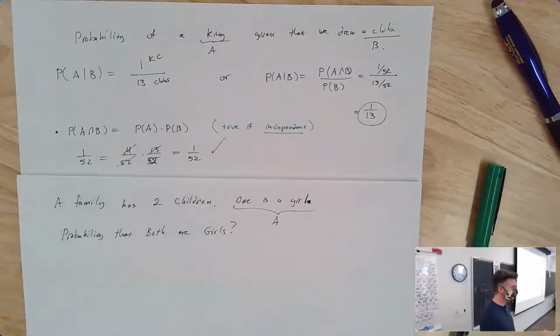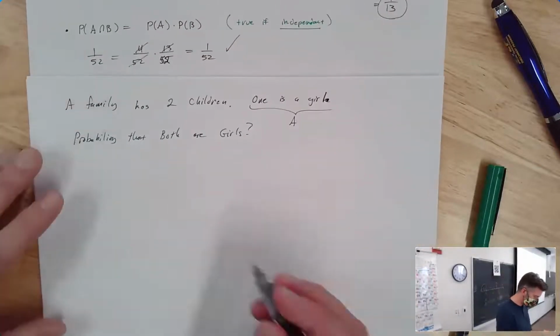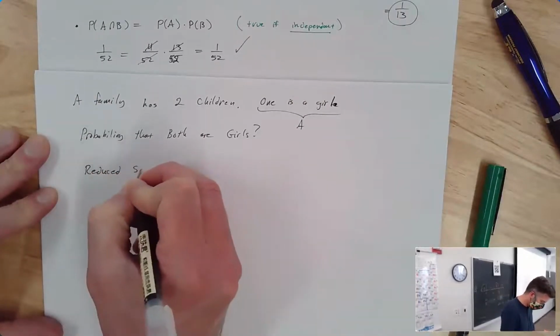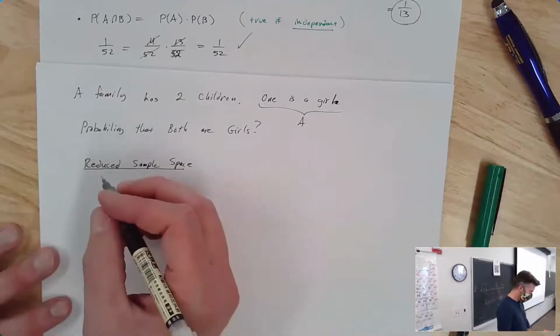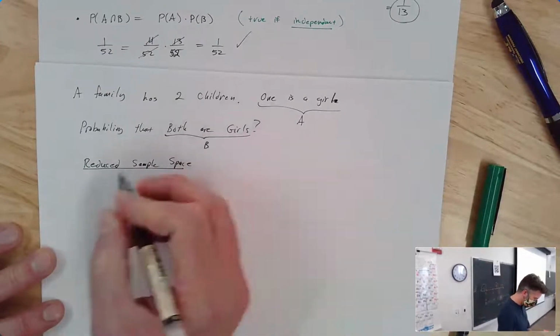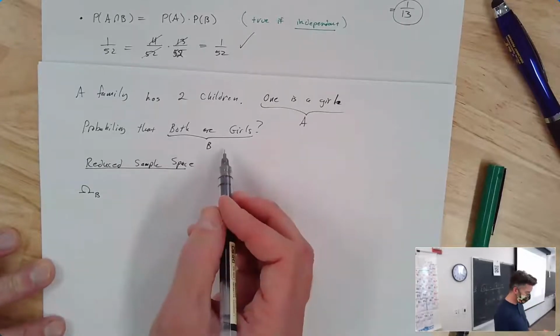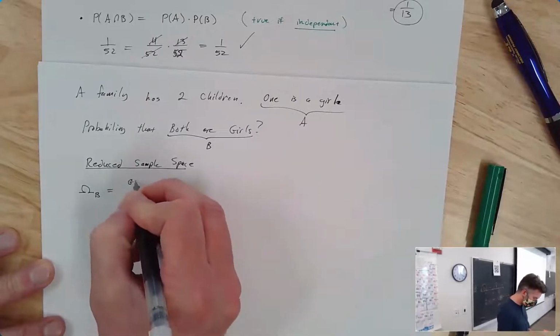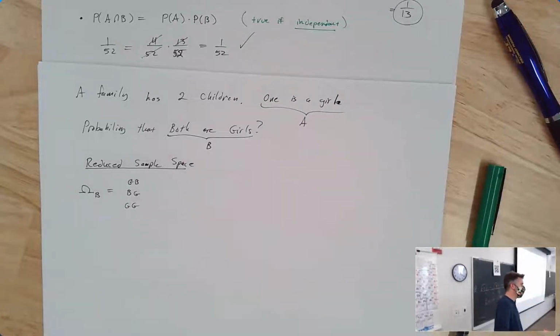Now, you might say the probability is 1/2, and you'd be wrong. It's not so easy to say there's one other kid, 50-50 chance of a boy or a girl. The problem is we don't know which child is the girl. It could be the older child or the younger child. So let's write out the reduced sample space. Some people write this as omega sub B, the sample space of B happening. You could have girl-boy, boy-girl, or girl-girl. Those are the three ways you could have two kids where one of them is a girl.